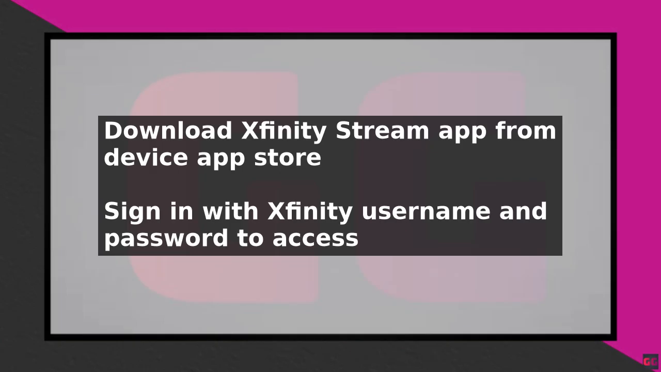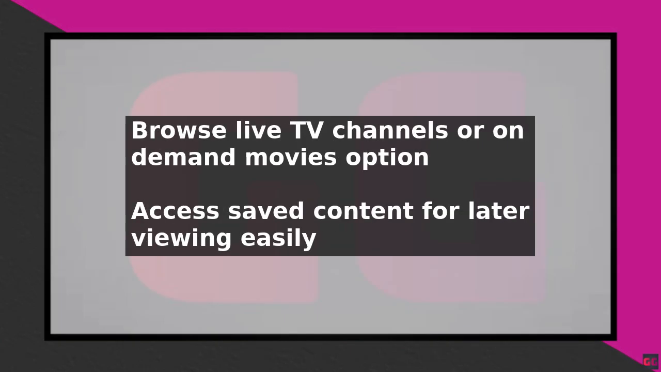Next, you will be presented with a variety of options including TV, movies, and saved. The TV option allows you to browse live TV channels, while the movies option allows you to browse a library of on-demand movies. The saved option allows you to access content you have saved for later.